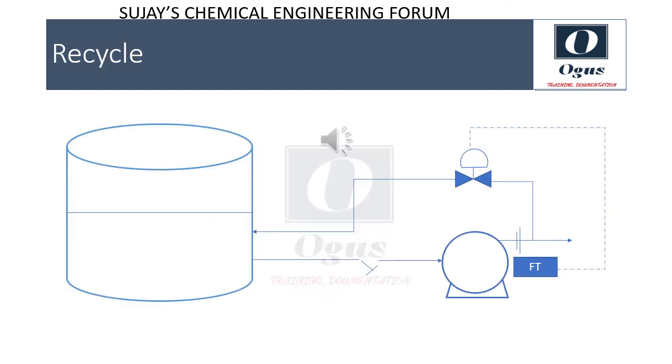To ensure sufficient flow is passing through the pump, a recycle flow control valve is often fixed which recycles a part of the pump flow back to the tank or vessel at the pump suction. This ensures that the pump always delivers the minimum required continuous flow even if the pump discharge valve is throttled for process requirement, say for controlling the tank level or the discharge flow.